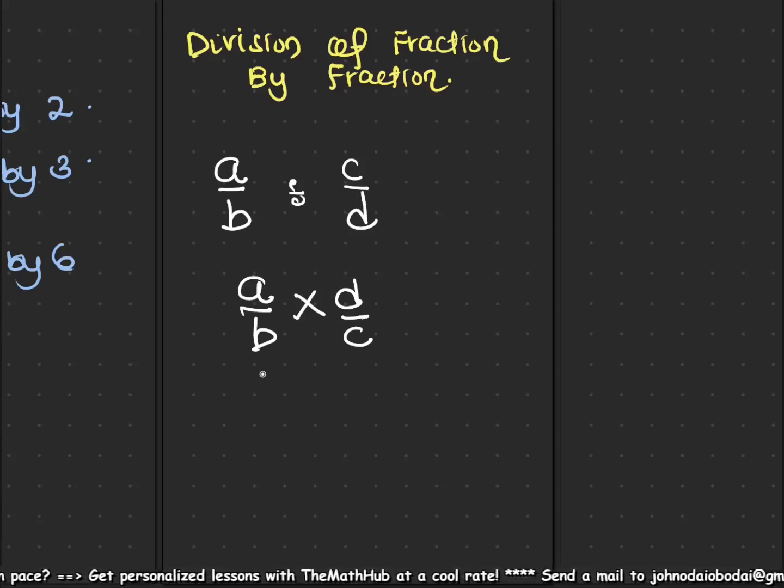I'm saying it again. If you have A over B divided by C over D, all we need to do is change our division sign to a multiplication sign, and then the second fraction is also reciprocated. Let's look at some examples to practically understand what this means.